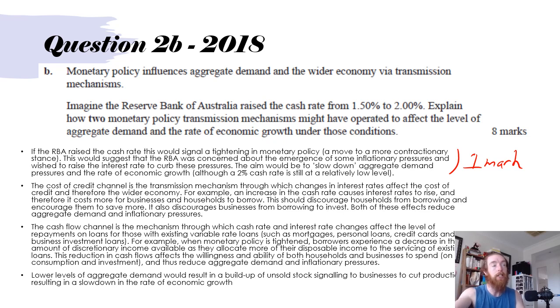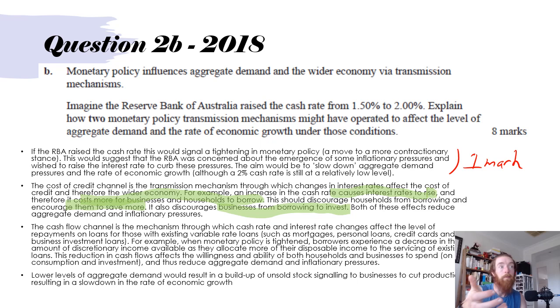So the cost of credit channel is a transmission mechanism through which changes in interest rates affect the cost of credit and therefore the wider economy. For example, an increase in the cash rate causes interest rates to rise, and therefore it costs businesses and households more to borrow. This discourages households from borrowing and encourages them to save more. And this discourages businesses from borrowing to invest. Both of these reduce aggregate demand and therefore inflationary pressures.